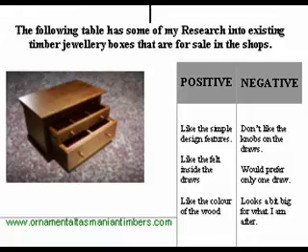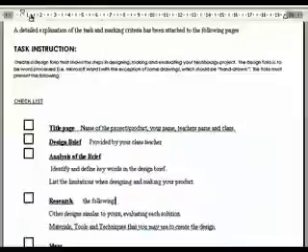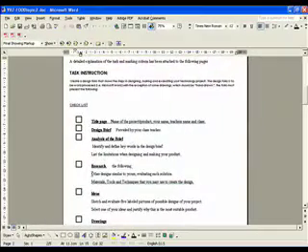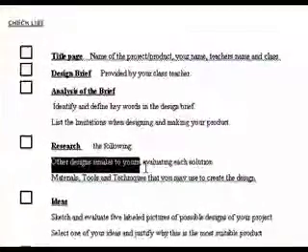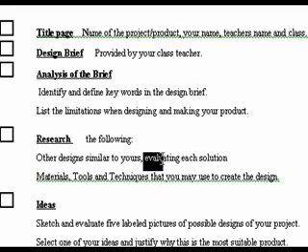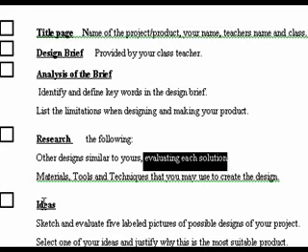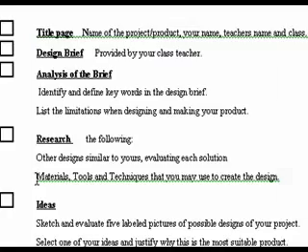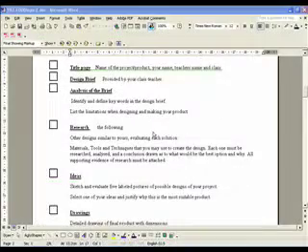So that's the other design similar to yours. We went and found the images and then we evaluated each, and you know how to do that with your positive and negative, or things I like and dislike about that picture. So now we're going to move on to the larger of the 2 sections under research, and that is the materials, tools and techniques research.